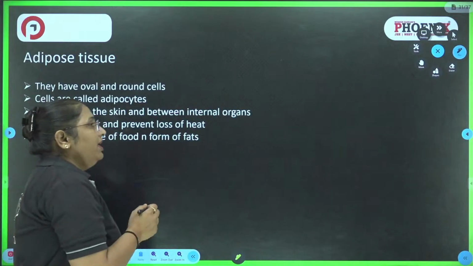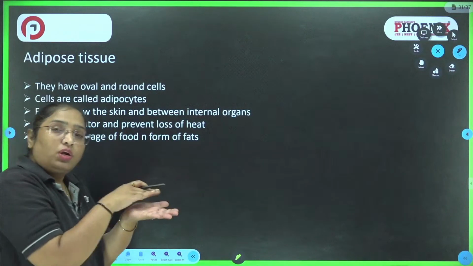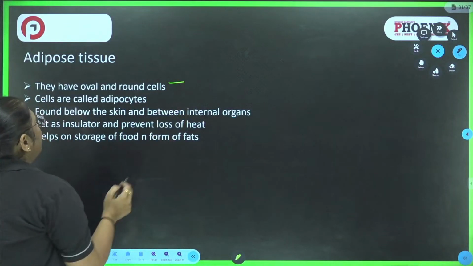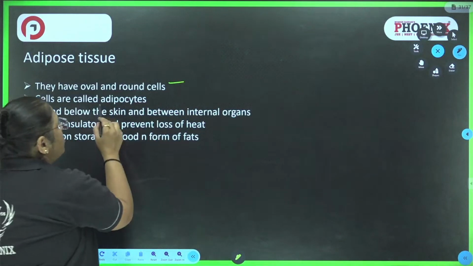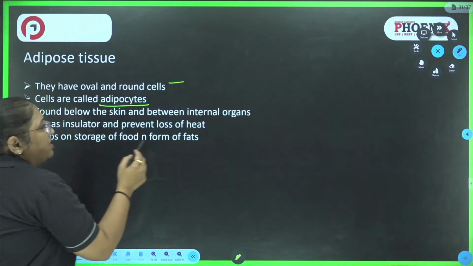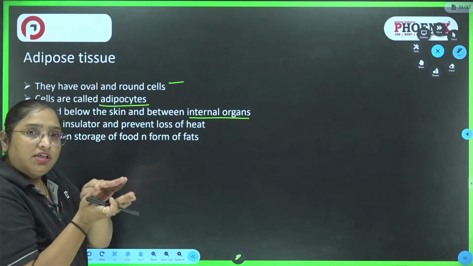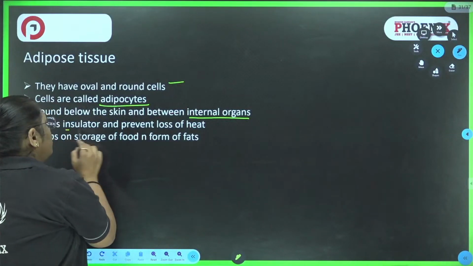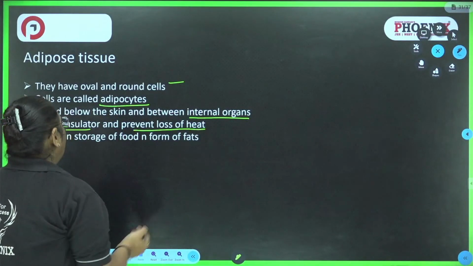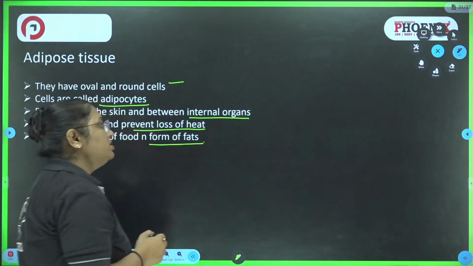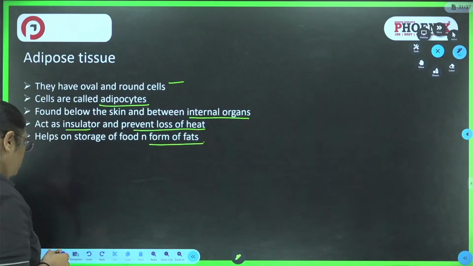Adipose tissue जो fat की जो layer है जो जमा होती है, that is they have the oval and round cells. Cells are called adipocytes. Found below the skin and between the internal organs, जहाँ पे fat के layer जमा होती है वो act as insulator and prevent the loss of heat and helps in the storage and forms of fat. So this is about the adipose tissue.